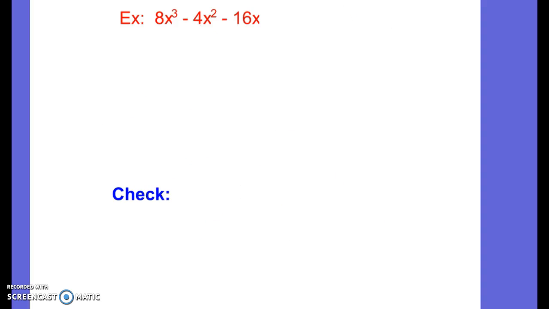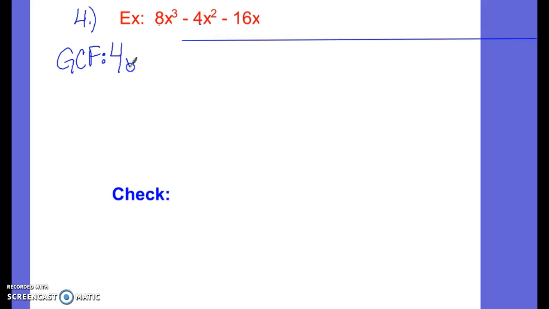For number 4, let's find our GCF. So this is number 4. Our GCF: there's 3 terms, 8, 4, 16. The GCF number is 4, and it's already in standard form, and it's not negative. X cubed, x squared, and x is just x.